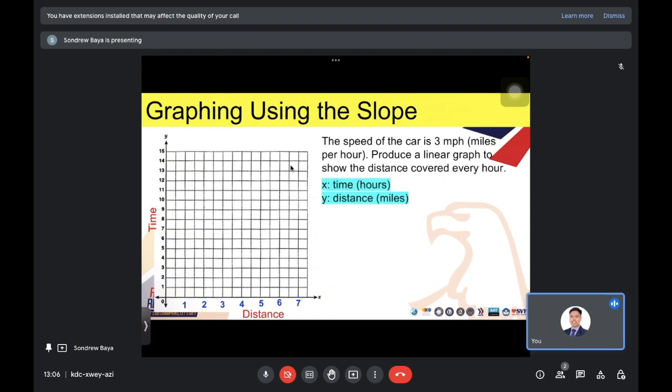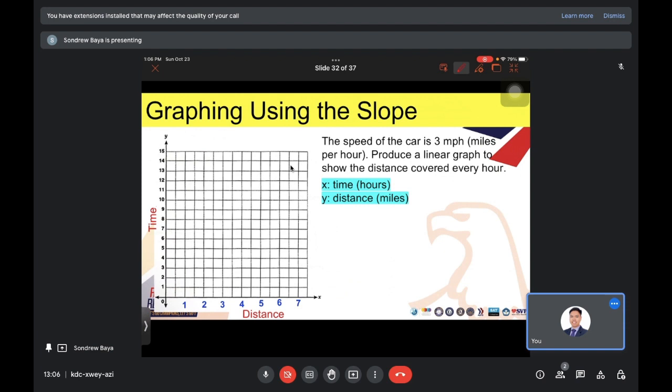So obviously here, because the graph is being labeled, x represents the time in hours, and y here represents the distance. Okay, so this represents distance. So basically here, time should be independent, distance should be dependent.